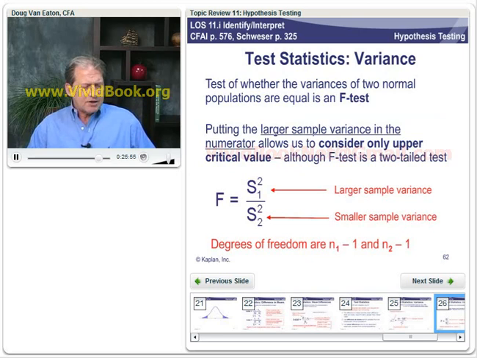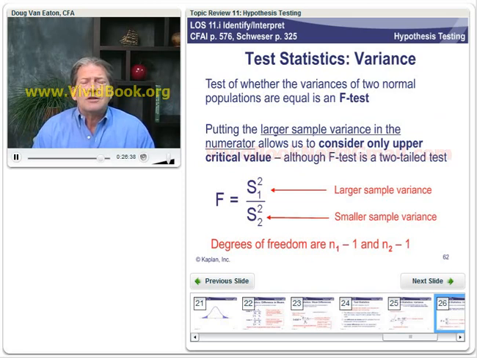Now this test here, we're testing for the equality of two variances. So if we have two normal populations and we calculate the sample variance for each, and now we want to test whether those variances are equal. Well, the F-test is a two-tailed test. One side significantly greater than 1, the other significantly less than 1. Those are going to be our critical values. But instead of using an F table with positive and negative critical values, we take the larger sample variance and put it in the numerator.